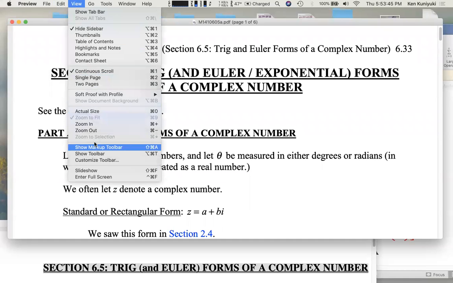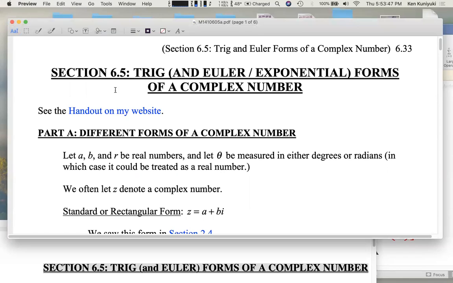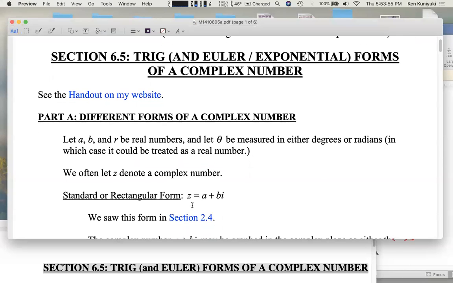Hi, everyone. We're going to do an optional section now, but it's really cool stuff. Trig and Euler, or exponential forms of a complex number. So in the beginning, we were talking about a complex number, z. It was a plus bi, standard form. A and b are real numbers.